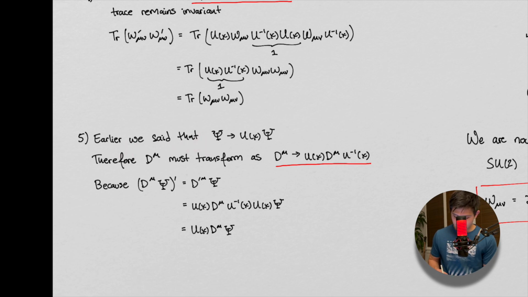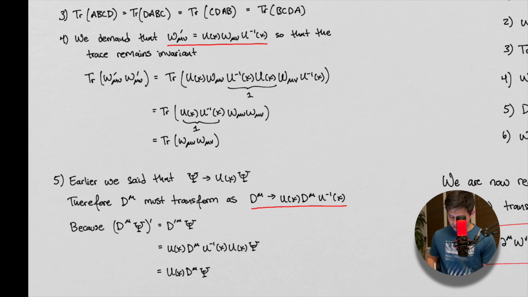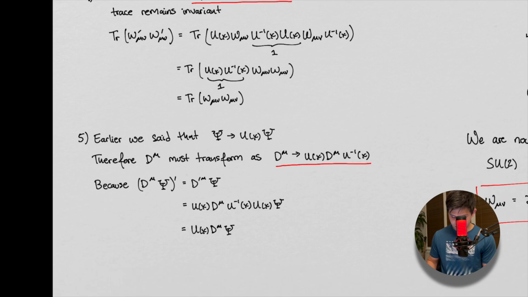Earlier we said also that we can transform our field objects. These are our spinor-like objects, spin 1/2 objects again. Therefore, the D mu must transform in this way. So the derivative also transforms in a specific way, and that's going to be like this. So that derivative is transforming similarly to the tensor, which is interesting.